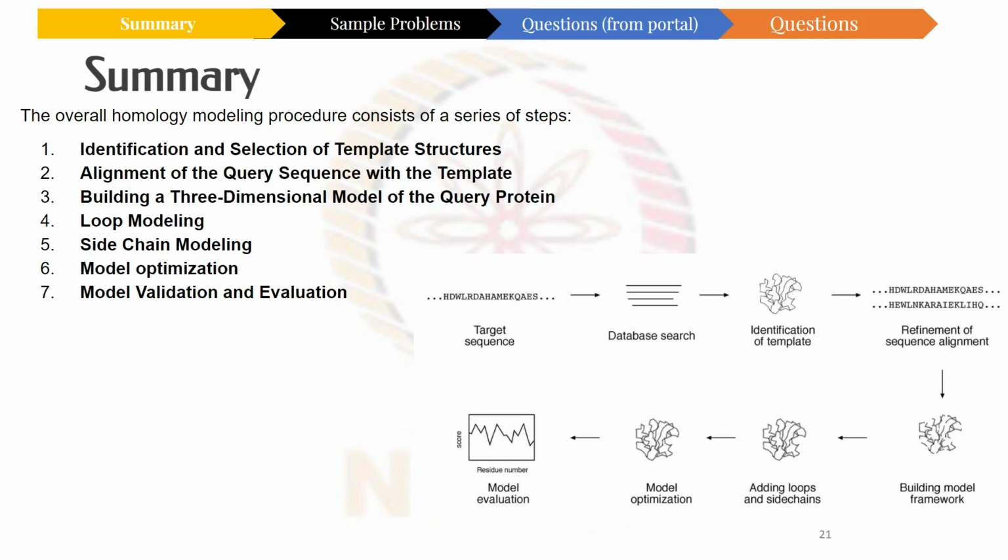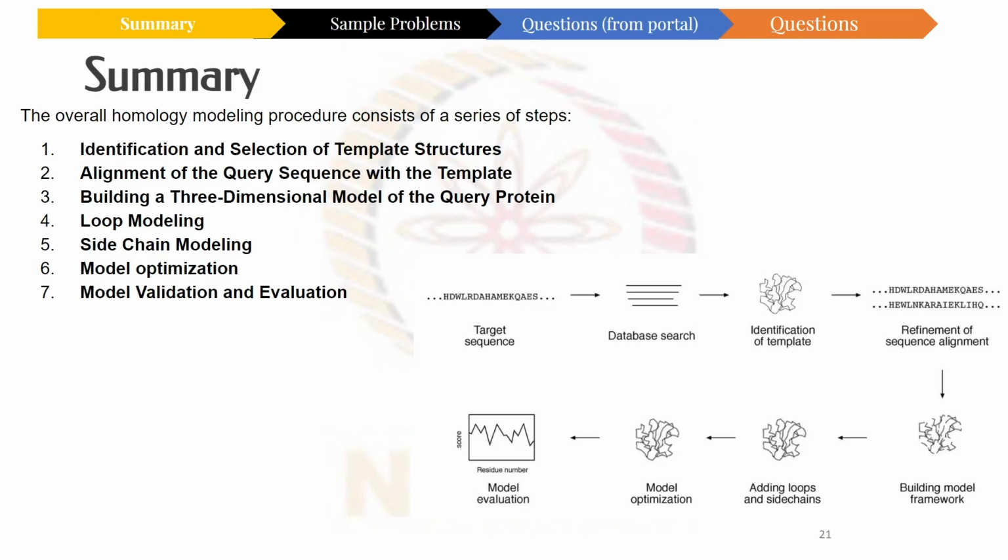Then we have model optimization. So model optimization mostly involves adjusting the position of atoms in a molecule to reduce any clashes or steric hindrance between them, that is energy minimization. So it's a process wherein it calculates the potential energy of the model and adjusts the positions of the atoms to minimize this potential energy.